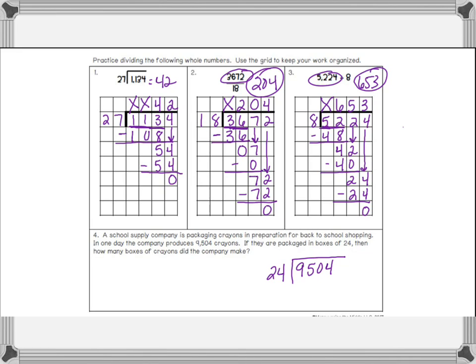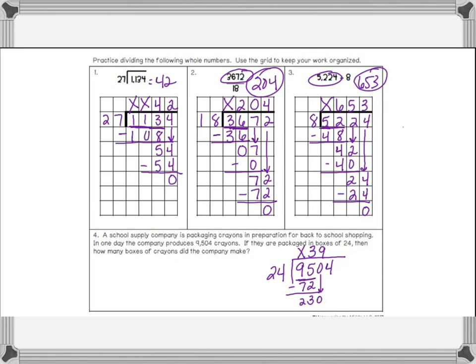I don't have those boxes now, but I'm going to keep my work neat just like I did before. 9 divided by 24, I can't do it, so I'm going to put an X. 95 divided by 24, well, that's going to go in 3 times. So 3 times 24 is 72. I'm going to subtract. Gives me 23. Now I bring down my 0 and I have 230.